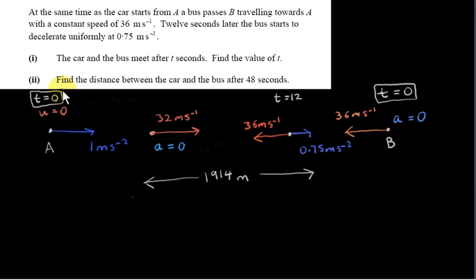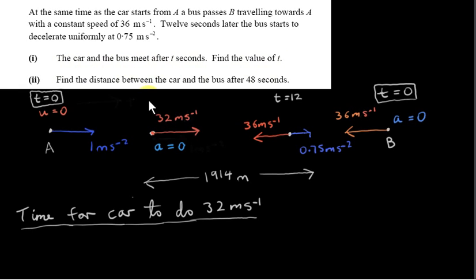But of course, after t equals 12, this velocity vector will decrease in magnitude by 0.75 meters per second each second. The car and the bus meet after t seconds. Find the value of t. What I will do is find the time it takes for the car to reach 32 meters per second.